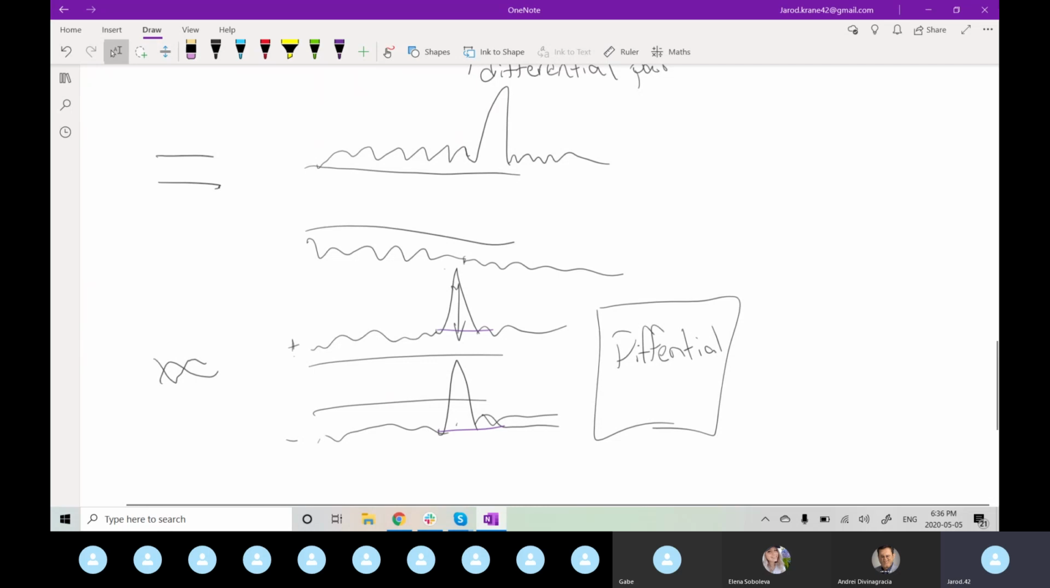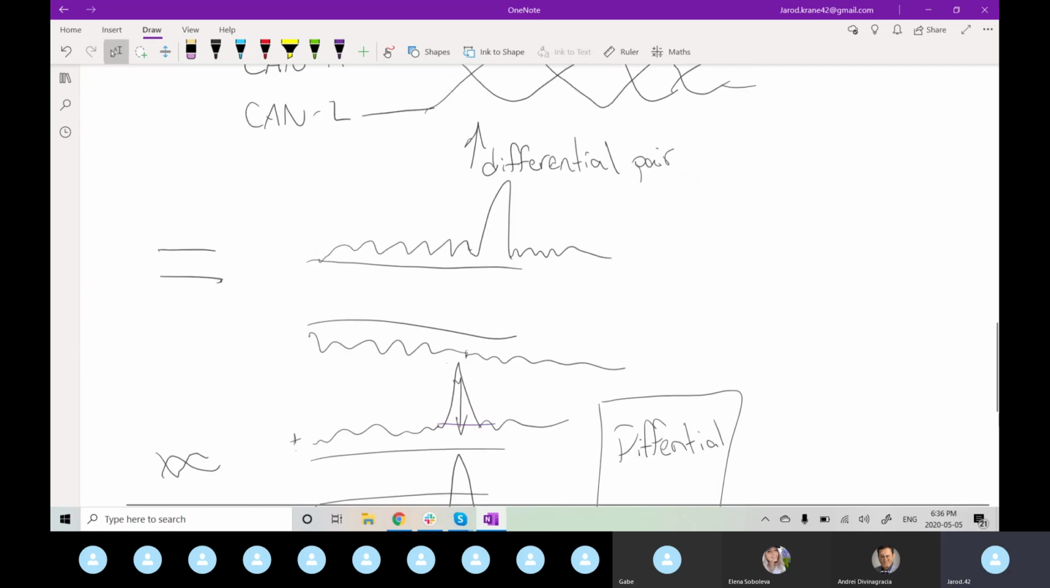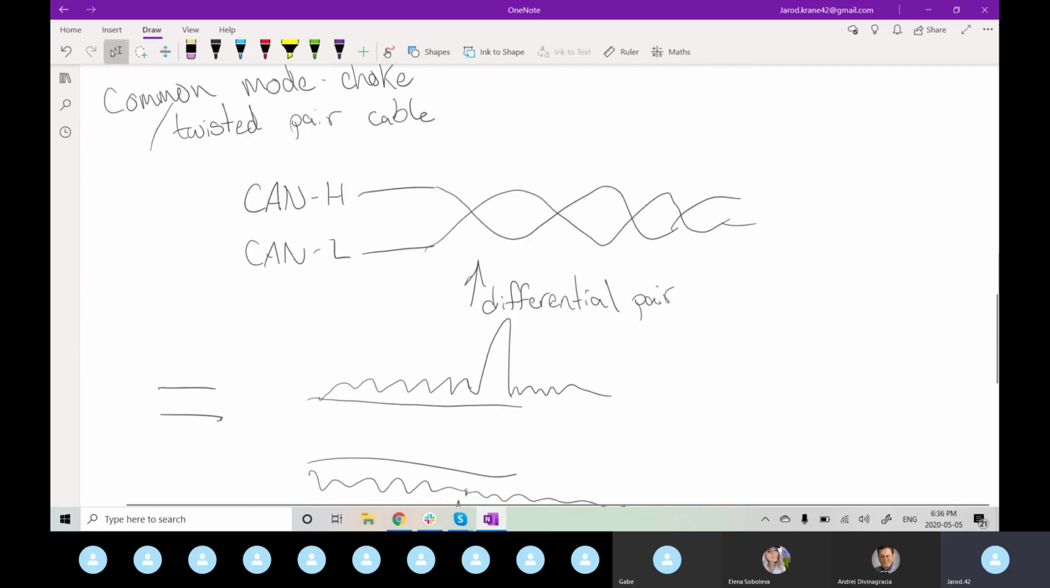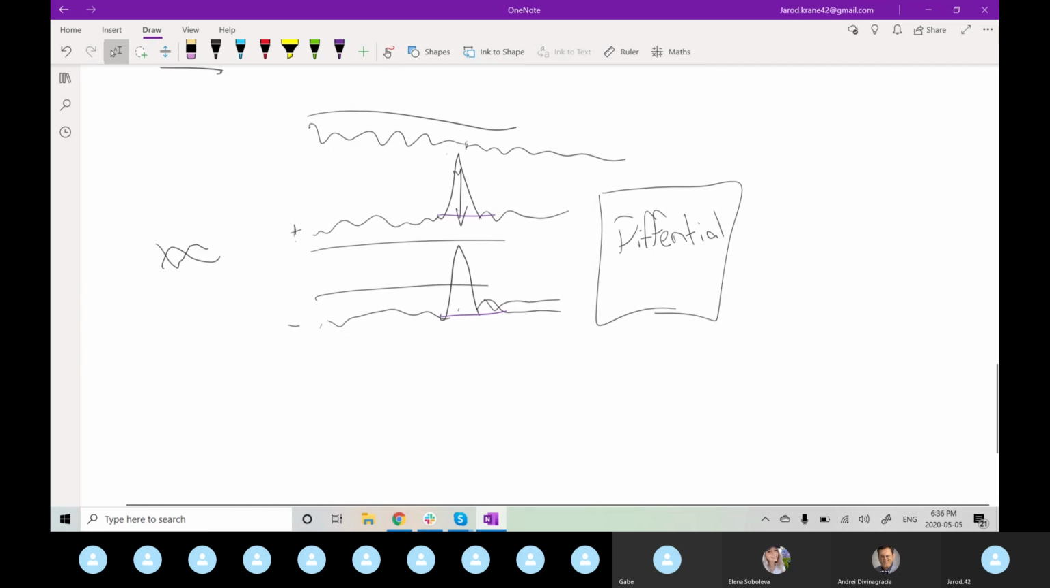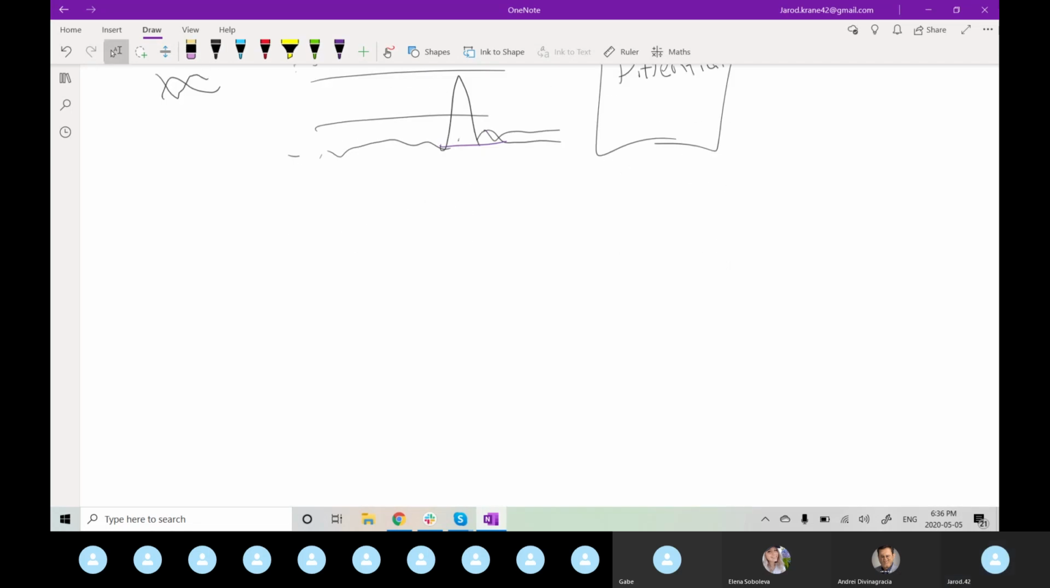Any other questions on this wiring and filtering? Okay, one of its other common uses is a transformer.